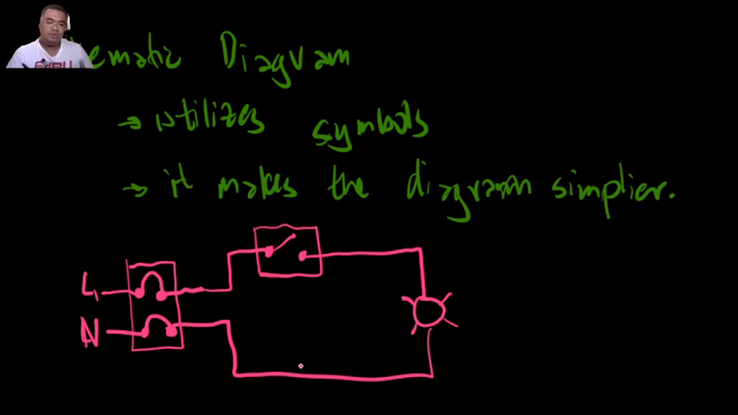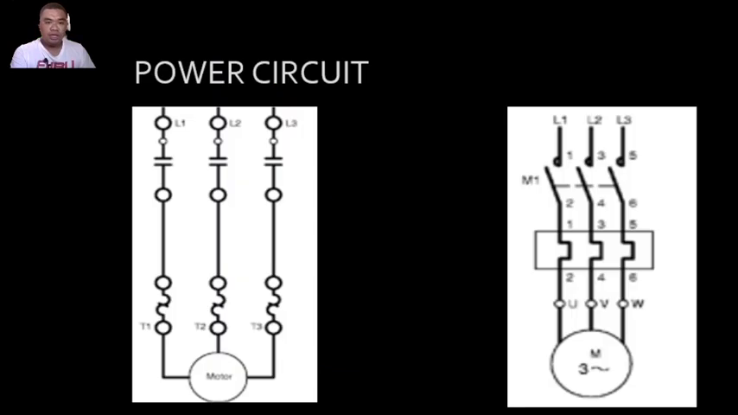So for beginners, if you are not familiar with the symbols, it will be much harder for you to understand a schematic diagram. That's why it is also advisable for beginners to create a pictorial diagram out of the schematic diagram, which we'll be doing later. If we are going now to have our interpretation of the motor controller diagrams, we will now go to the first diagram of a motor controller.